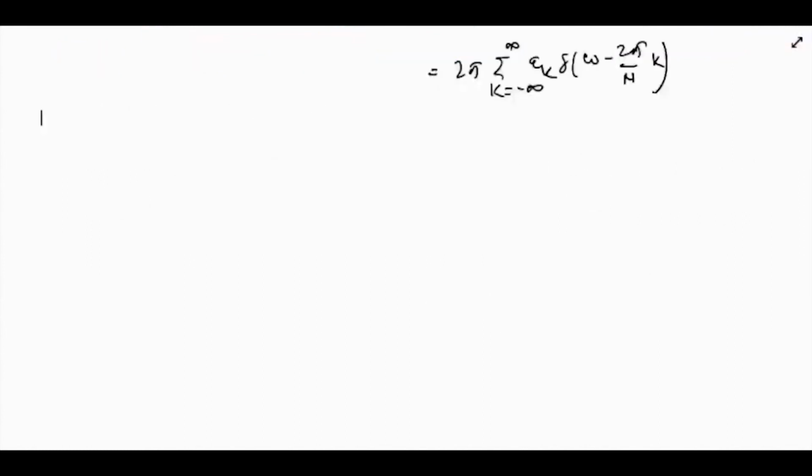This completes our discussion of Fourier transform for discrete time signals. Next we will look at the notion of sampling.